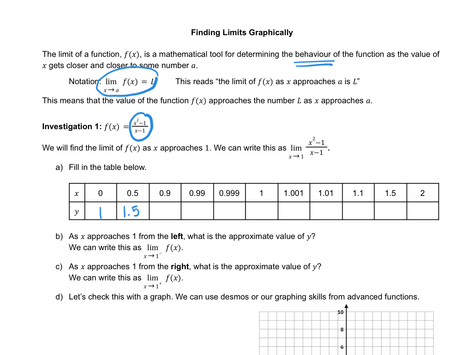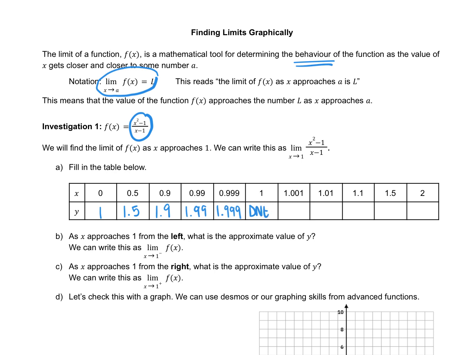And feel free to pause the video here to complete the table on your own and then come back for the observations. When x is 0.9, y is 1.9. When x is 0.99, so I'm getting even closer to 1, y is 1.99. When x is 0.999, y is 1.999. And then when I actually sub in 1 for x, I get an error.